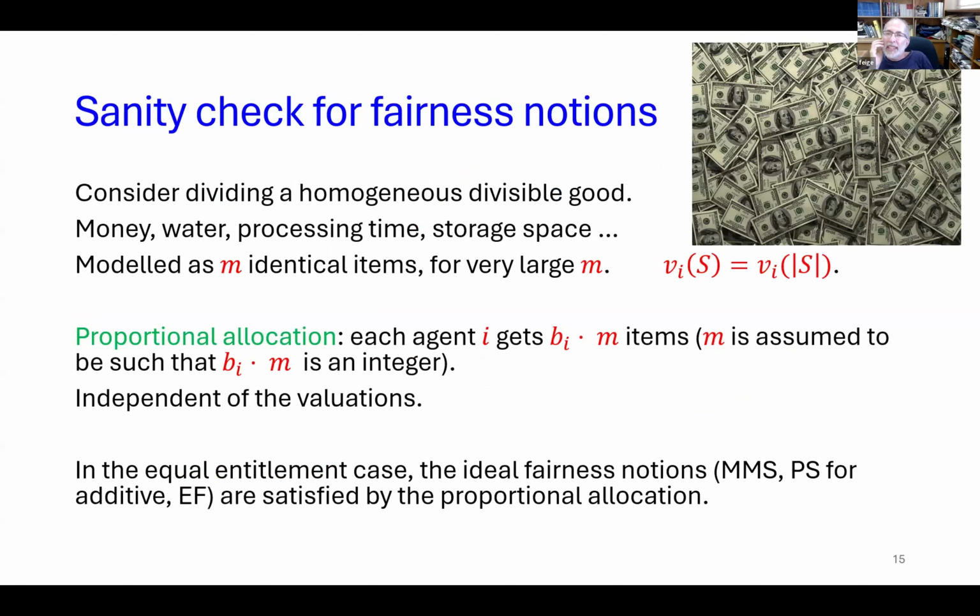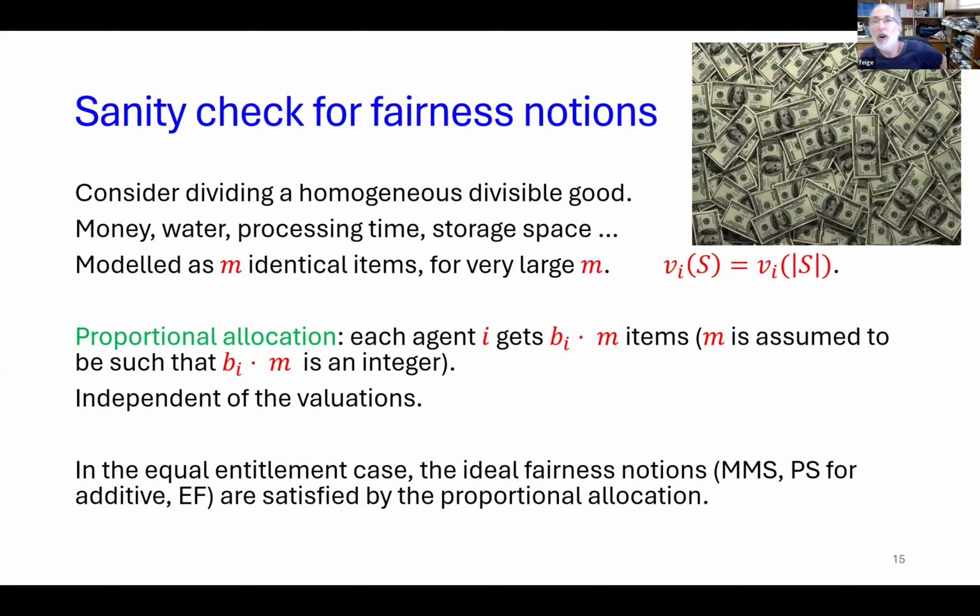So we introduce here a definition for a share-based notion. How do we convince ourselves that this is a reasonable definition? Here's a sanity check that we can do. Consider dividing a homogeneous divisible good. What's a homogeneous divisible good? Something like water. All you care about, for example, is how much water you get. You don't care if you get it from the left-hand side of the pool or the right-hand side of the pool.